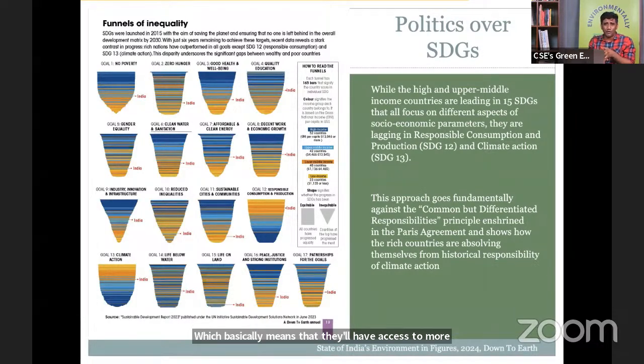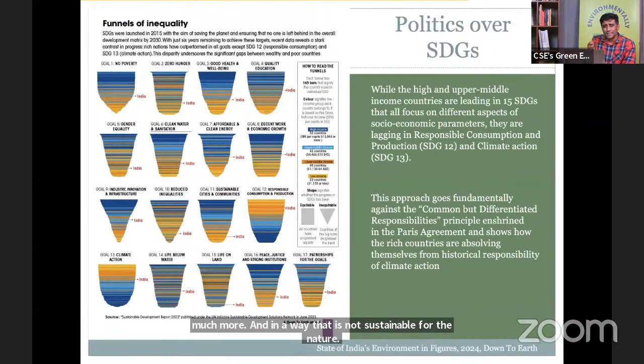They'll fly out more. They will not be using public transport. They will not be using cycles. So all of those things basically mean that they are consuming much more and in a way that is not sustainable for nature. So this is a politics that exists. And this is a politics that you should talk about in your classrooms as well.